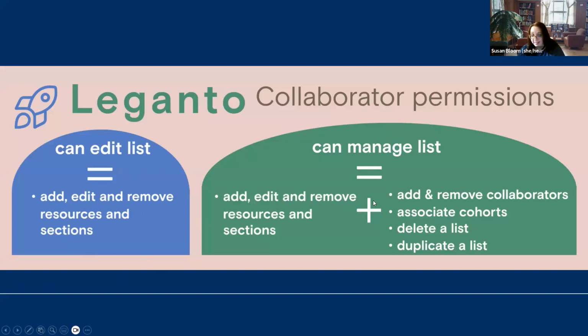But if he can manage the list, he can do all of the things that you can do when you edit, but now you can also add and remove collaborators. You can associate it to different cohorts, delete a list, or duplicate a list. So it's just giving them a little bit more permissions.